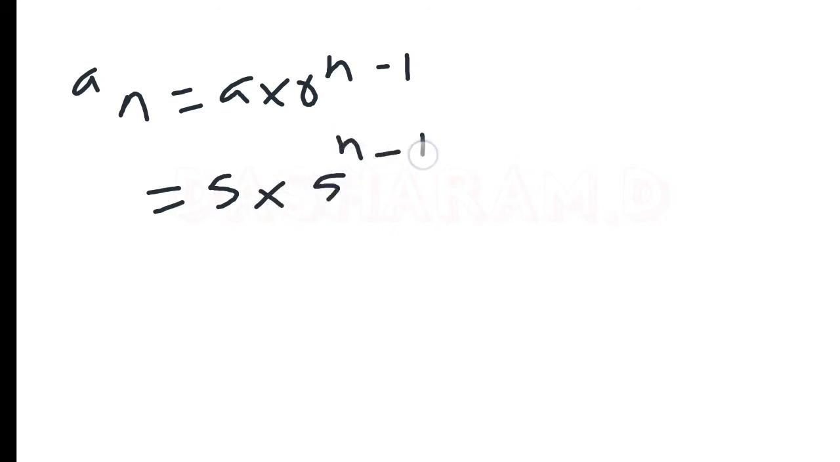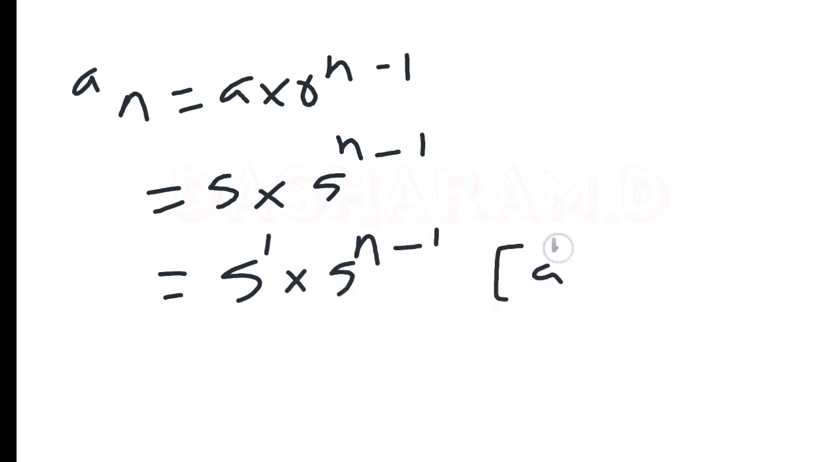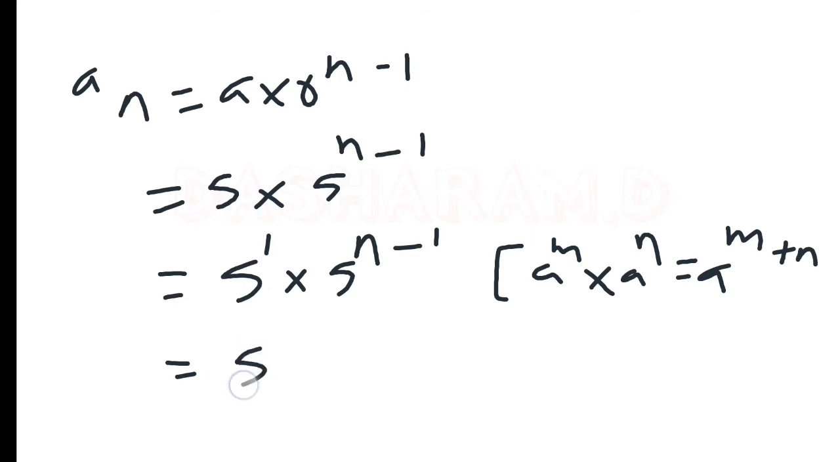The nth term means a into r to the power of n minus 1. So substitute the a value 5, and the r value is also 5, and n stays as n. Now, 5 into 5 to the power of n minus 1. Here we can write the 5 as 5 power 1. We have a formula: a to the power of m into a to the power of n equals a to the power of m plus n. Similarly, 5 to the power of 1 plus n minus 1. Plus 1 and minus 1 cancel, so 5 to the power of n is the nth term.